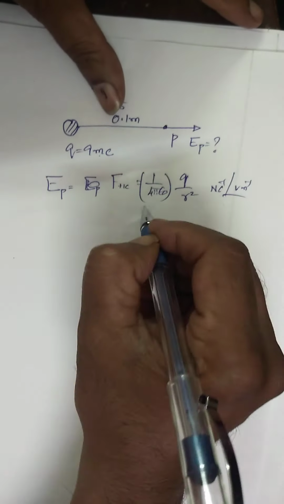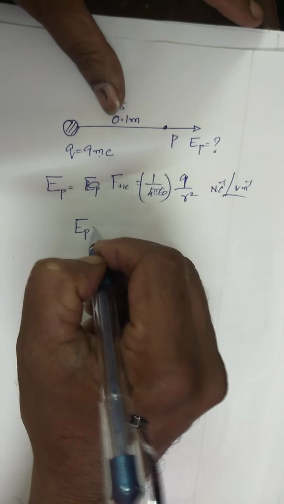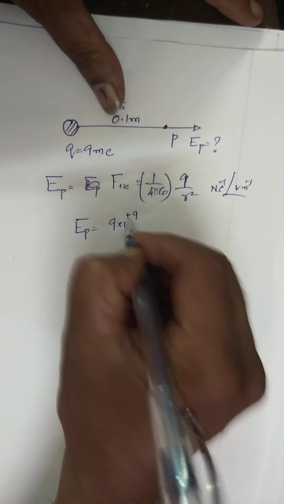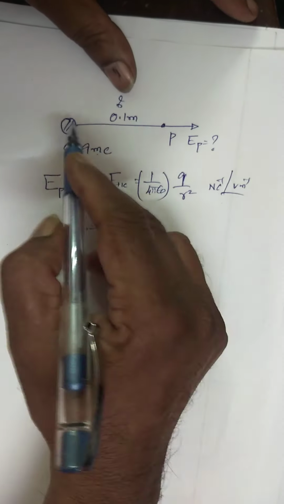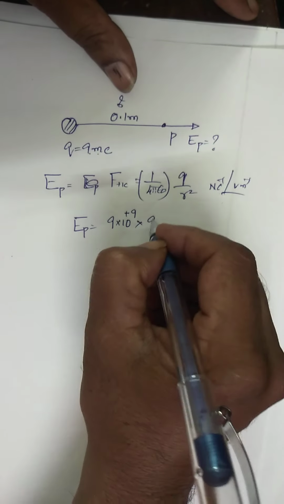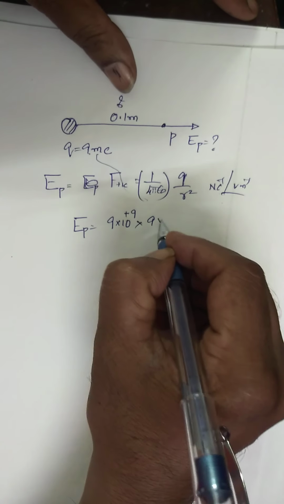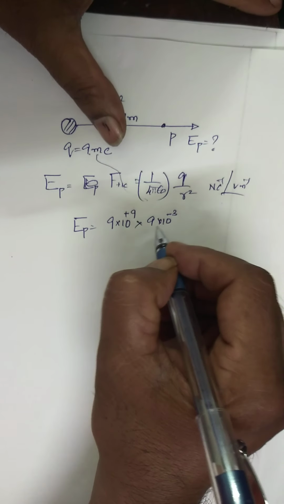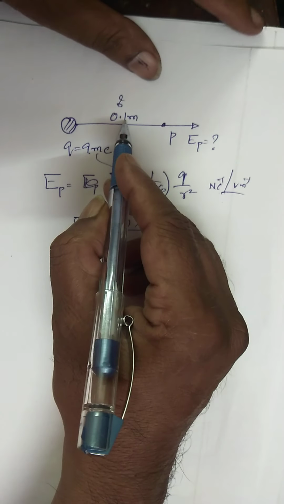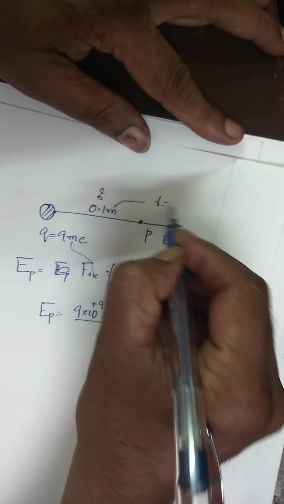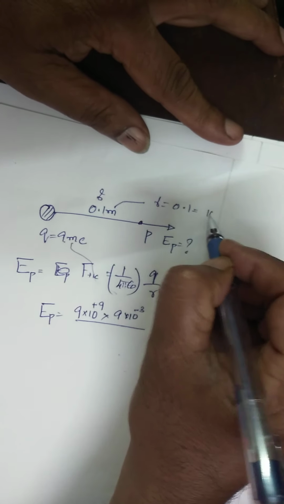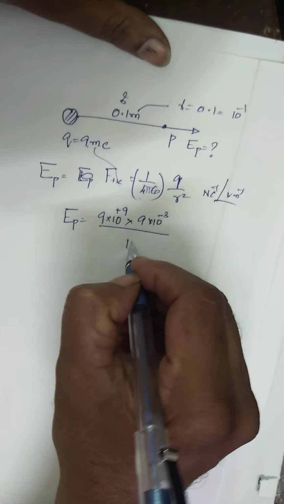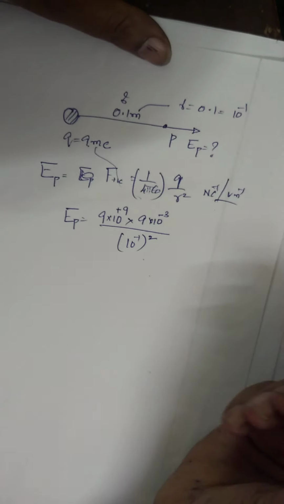Correct now? Therefore, the electric intensity at the point is equal to 9 into 10 to the power of plus 9, into q. Q is 9 milli, which is 10 to the power of minus 3 coulomb, by r square. R is 0.1, which is also 10 to the power of minus 1. Understood, no? 10 to the power of minus 1 whole square.